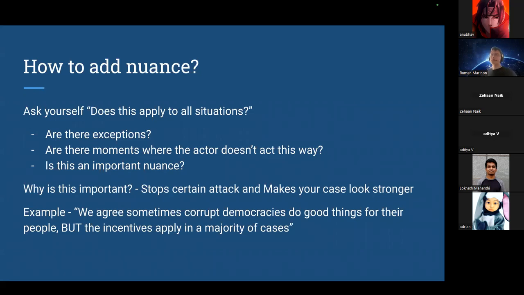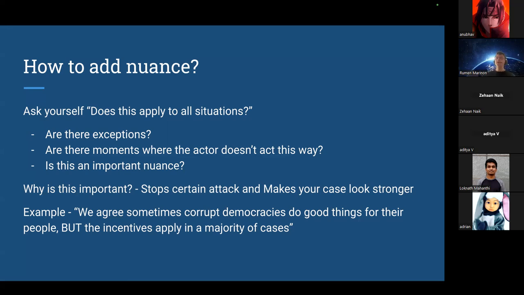And so the example that I gave here is we agree that these corrupt countries do some good things for their people sometimes, but our argument is that their incentives are very corrupt. They like to restrict resources from the people. They'd like to make their lives worse in order to retain power, and this applies in the majority of cases. Pointing out that something happens sometimes doesn't constitute a fully holistically built characterization of what they will do in the majority of circumstances, in the majority of times. Does this make sense?